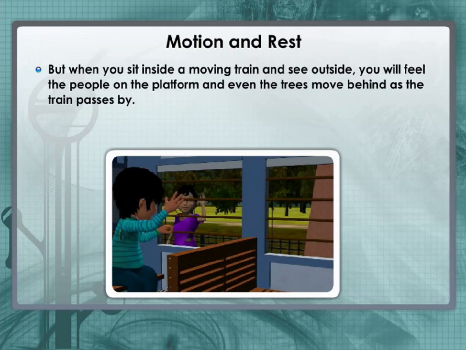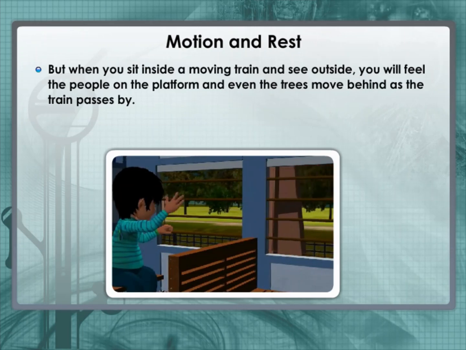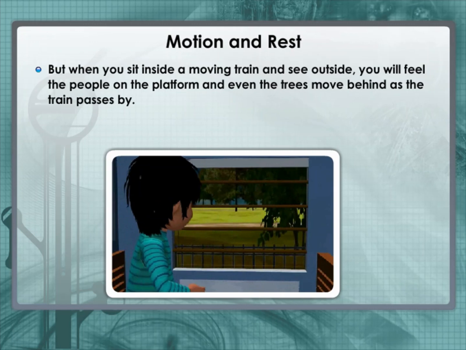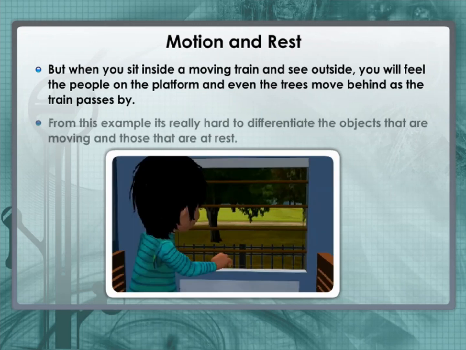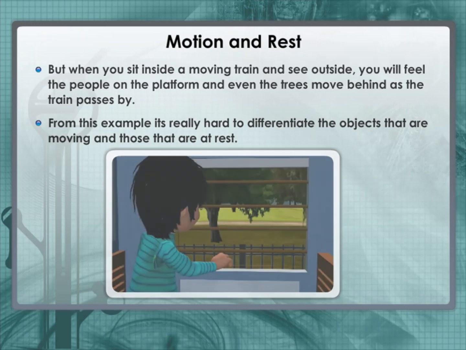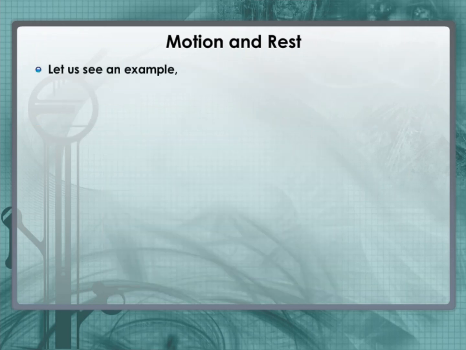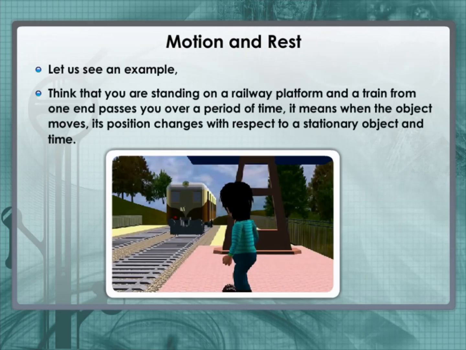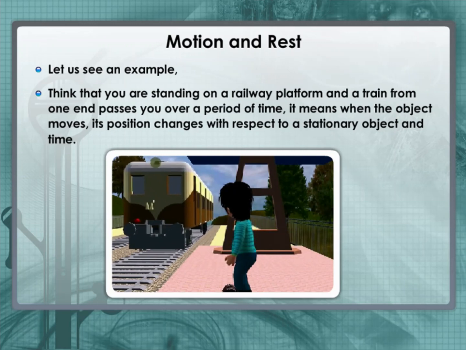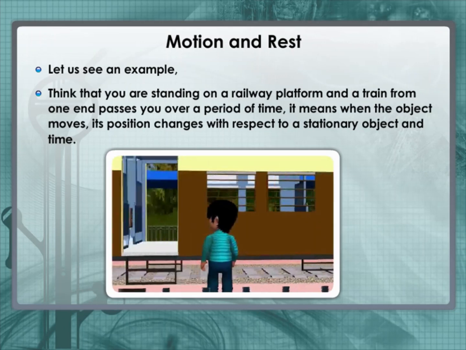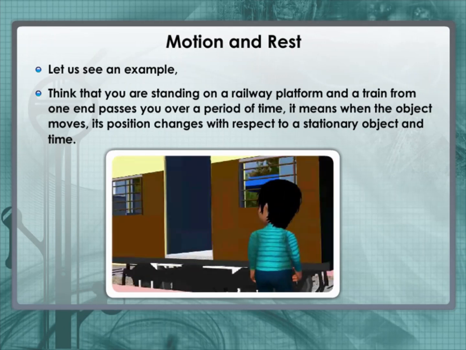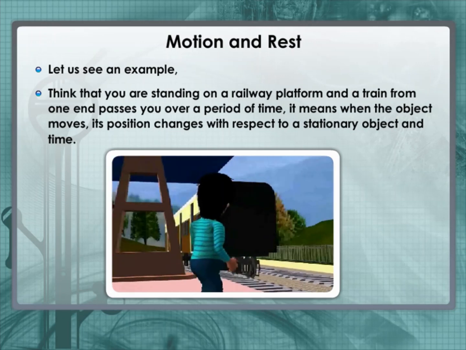But when you sit inside a moving train and see outside, you will feel that people on the platform and even the trees move behind as the train passes by. From this example, it's really hard to differentiate the objects that are moving and those that are at rest. Let us see an example. Think that you're standing on a railway platform and a train from one end passes you over a period of time. It means when the object moves, its position changes with respect to a stationary object and time.